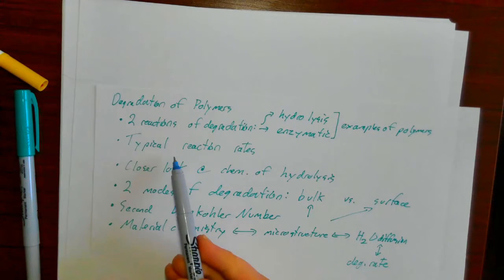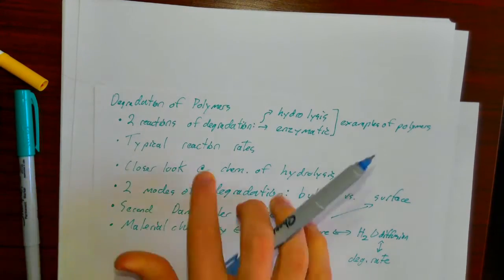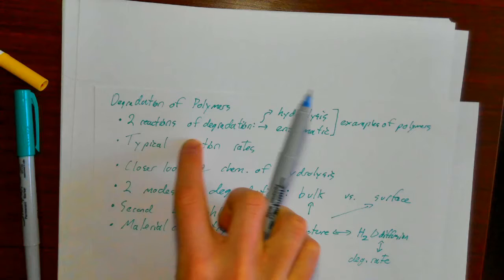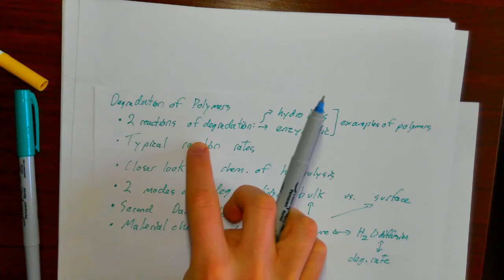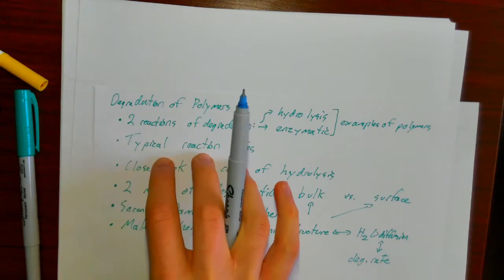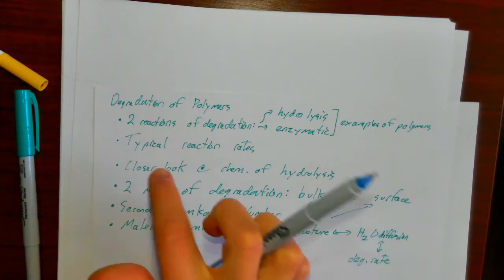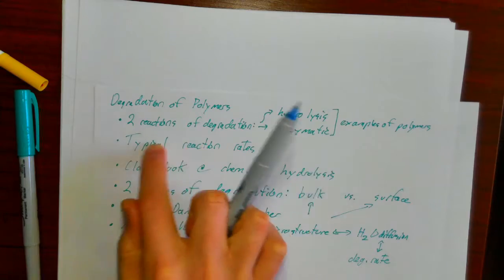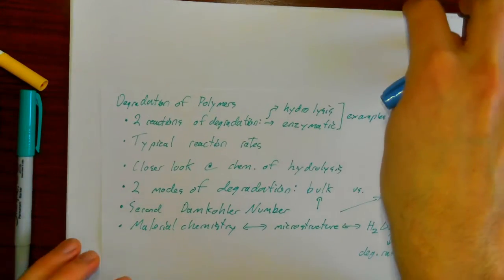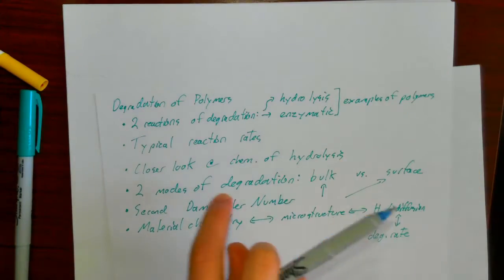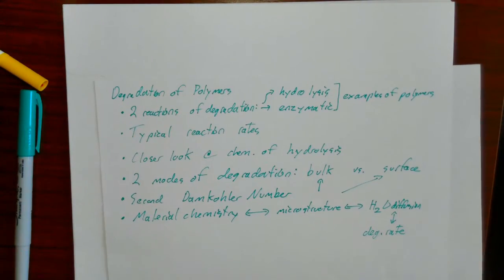And those reaction rates that I quoted are typical reaction rates for implantation inside the human body. And obviously, different parts of the body and other factors tweak those potentially by orders of magnitude themselves, but just to give you a rough idea of how biodegradable certain polymers may or may not be. So there we have it. Now let's take a closer look at the chemistry of hydrolysis.